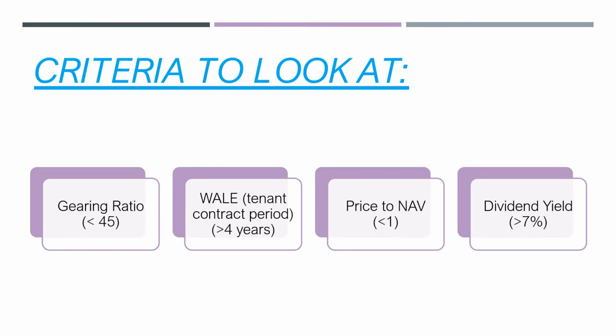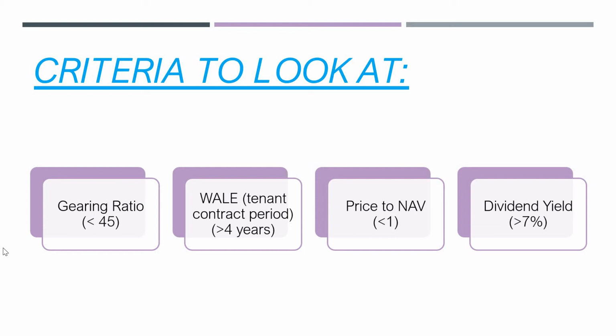So what are the criteria to look at when you want to buy a REIT? There are a few criteria that I listed out. I consider these the most important ones. So the first one is the gearing ratio. Gearing ratio is the debt of the company. So we don't want the company to have too much debt. We want them to have lower debt so the amount that they collect from the tenants can be distributed to the shareholders.